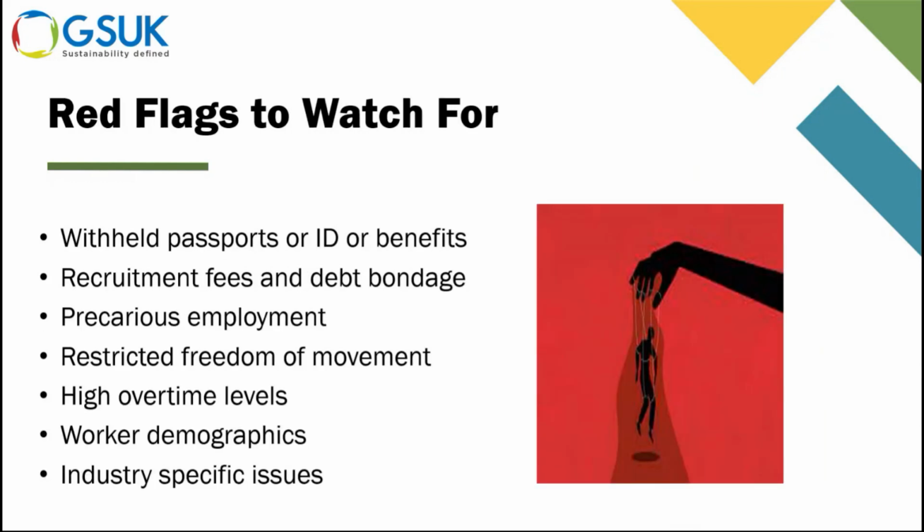So, red flags to watch for. We have already discussed the indicators. Now, what are the red flags? Immediately, how do we come to know of the prevalence of forced labor? If we see withheld passports and ID benefits, recruitment fees and debt bondage. This is a big problem when people go for work. The brokers or agents charge hefty fees. For example, a recent case in September 2024 in Malaysia, in a company called Kawaguchi, which was producing plastic screens and plastic components for Japanese companies, Sony, Panasonic, Daikin, and others.